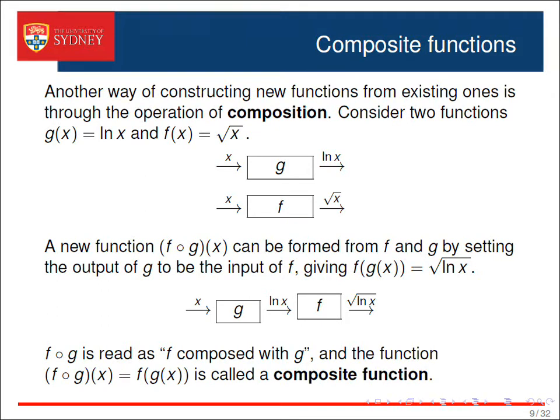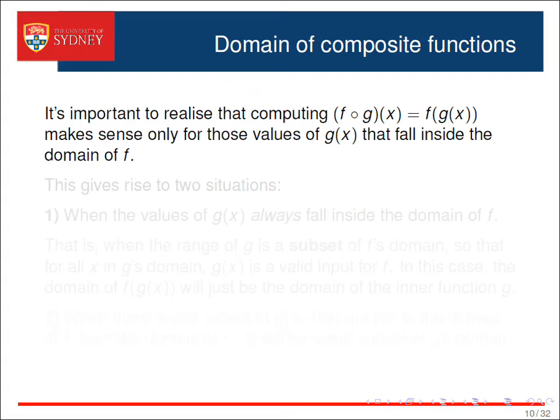Terminology-wise, this new function is called f composed with g, and these types of functions are called composite functions. Since the function g is nested within the function f, the function g is referred to as the inside function, and f is called the outside function. You must be very careful when working out the domain of a composite function. Specifically, the function f composed with g exists only for those values of g which fall inside the domain of f.